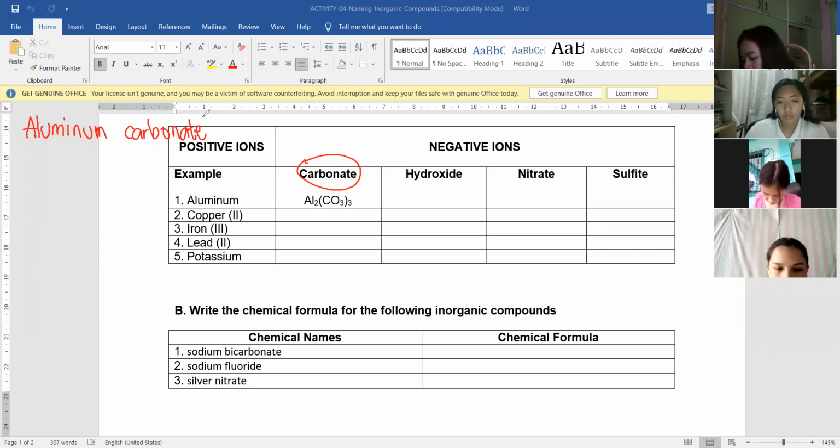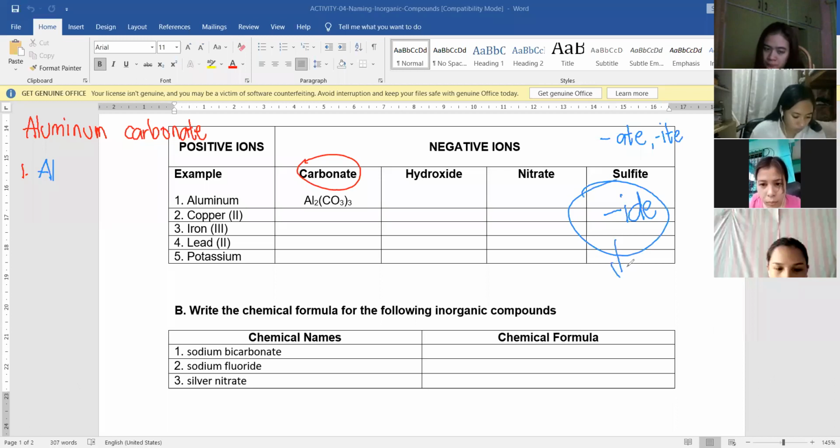The steps are the same as for metal plus non-metal. Step number 1: write the symbols. So aluminum is Al. Then carbonate is not carbon. If the name ends in ate or ite, it means it is a polyatomic ion, not a single element. But if it ends in ide, that is your hint that it is a single element. Let's differentiate, because you get confused.